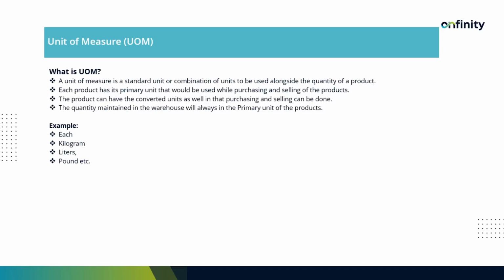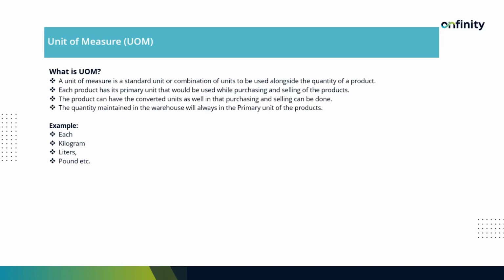Each product has a primary unit used for purchasing and selling. Products can also have converted units for purchasing and selling. In the Onfinity system, UOM and UOM conversions are defined on the unit of measure screen. The quantity maintained in the warehouse will always be in the product's primary unit.